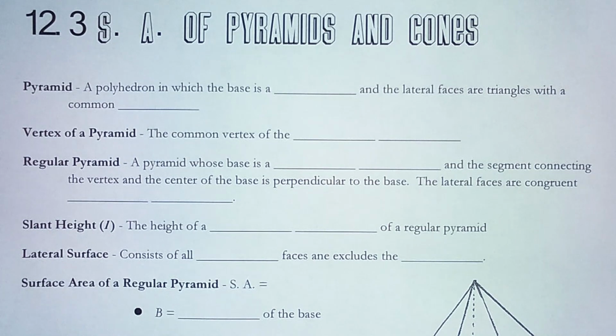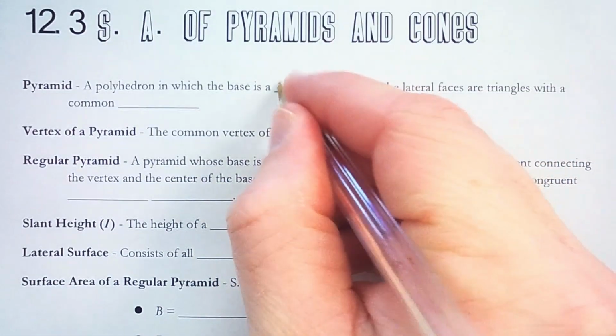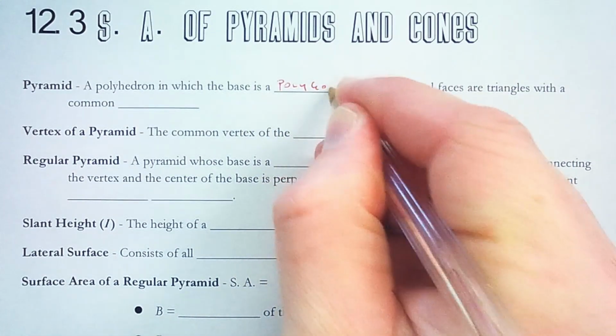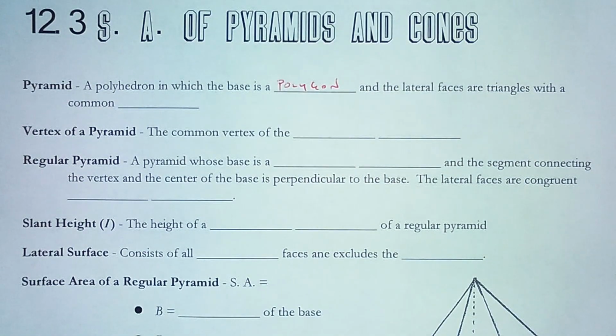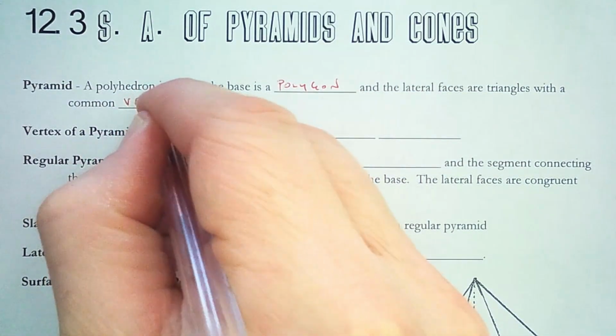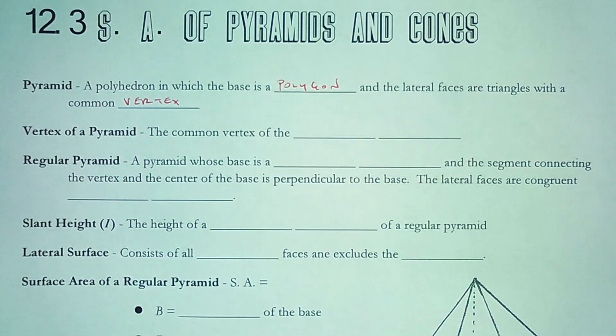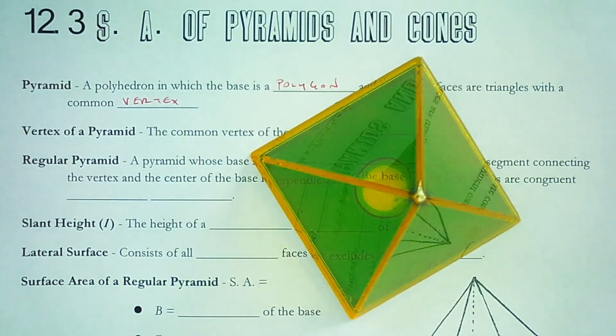Hey everybody, today we are going to talk about surface area of pyramids. In the next video we'll talk about surface area of cones. A pyramid is a polyhedron in which the base is a polygon and the lateral faces are triangles with a common vertex. Okay, so here we have an example of a pyramid.